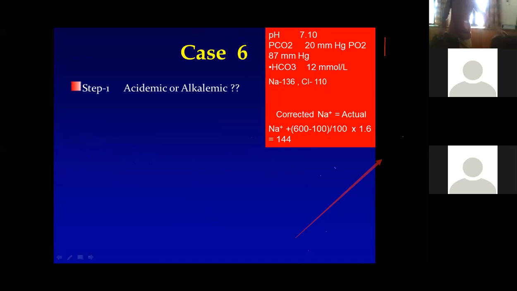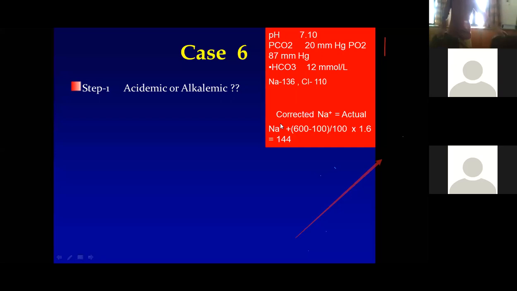The important point here is you have to calculate the corrected sodium. That is very, very important, because whenever the glucose level is more than 250 milligrams per deciliter, the sodium will be changing itself, because glucose is also important for keeping sodium levels normal. So the corrected sodium will be 144: sodium 136 plus 600 minus 100 divided by 100 into 1.6.